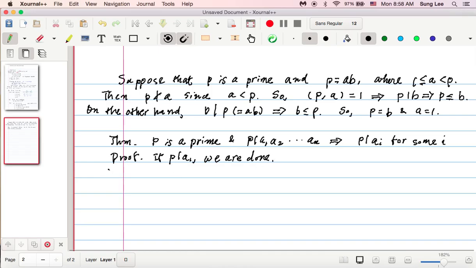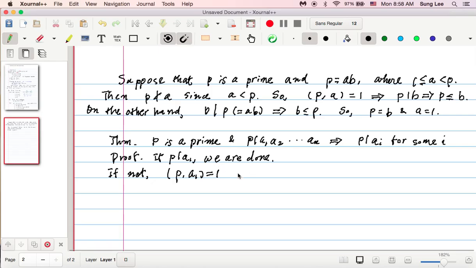If not, since P is a prime number, for this a sub 1, either P divides a sub 1 or they are relatively prime, by the definition of a prime number. So if P does not divide a1, then they have to be relatively prime. Okay, so in this case, P and a sub 1 are relatively prime.